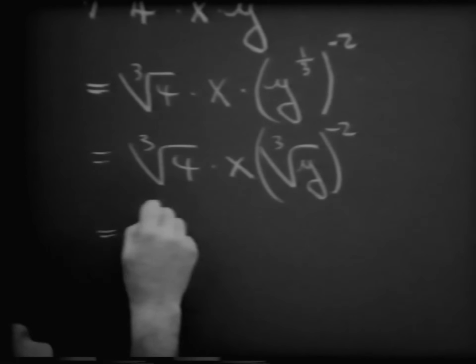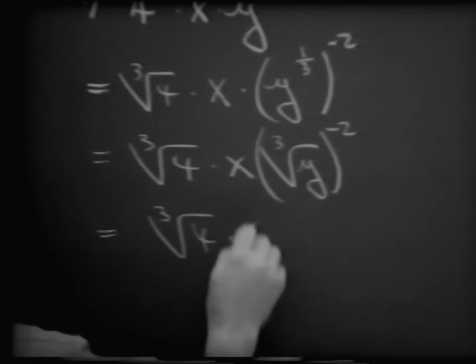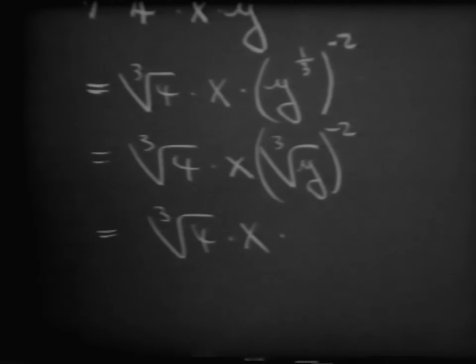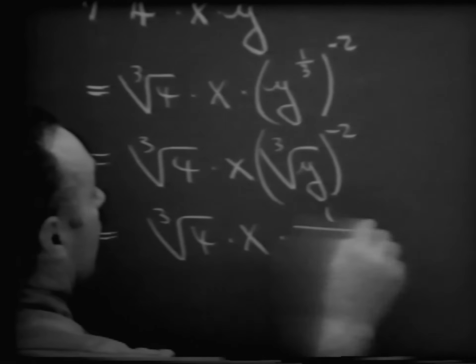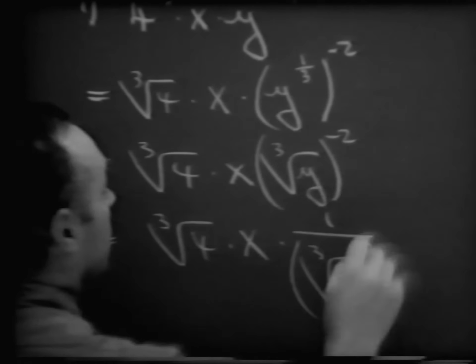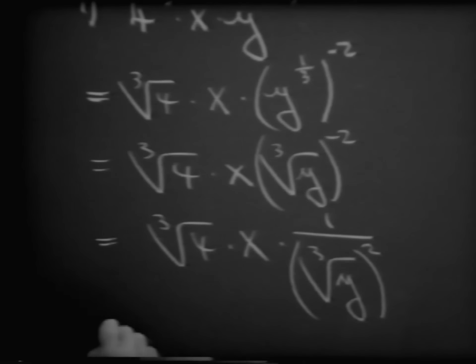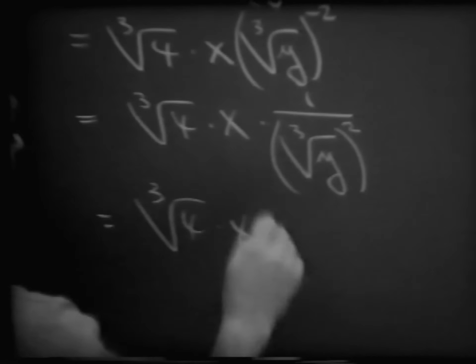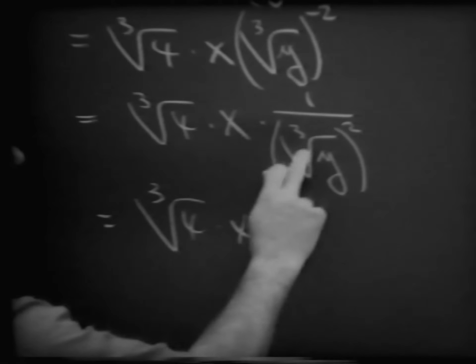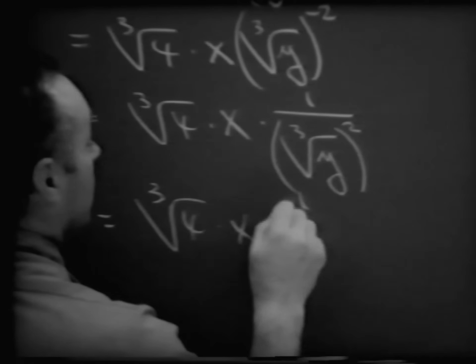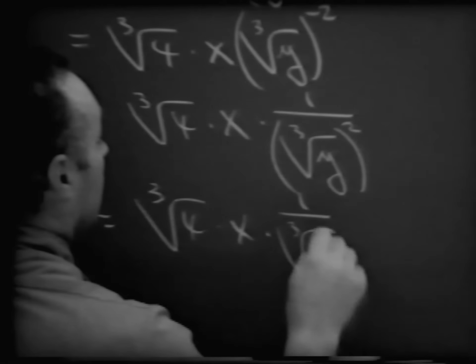I don't think it's necessary to put in every step here, but let's see how many we have to include. And here now, this number to the -2 power is what? 1 over the cube root of y, all squared. Is that right? And now looking at that, is the cube root of 4 times x, and now here we may think of this as what? 1 over the cube root of y squared. Is that right? And 1 over the cube root of y squared.